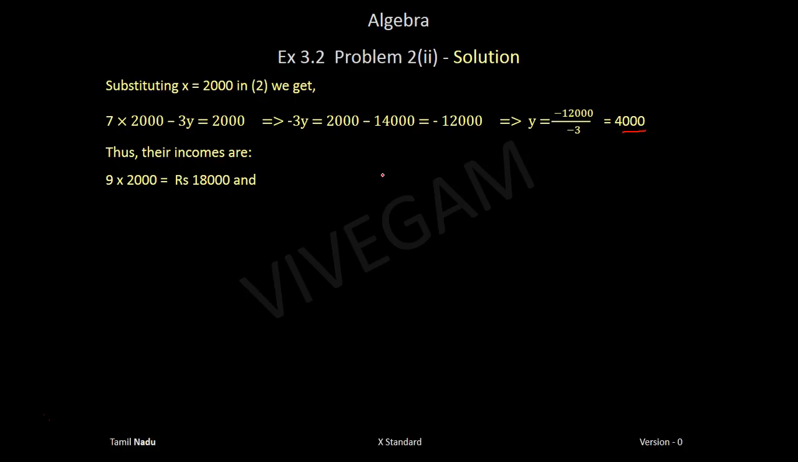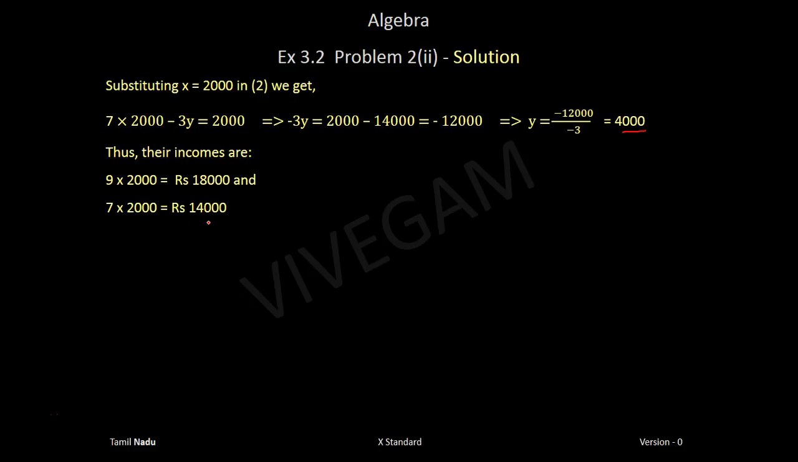And what is their income? Income is 9x for the first person, so 9 into 2000 is 18,000. And the income for the second person is 7x, that is 7 into 2000, which is equal to 14,000.